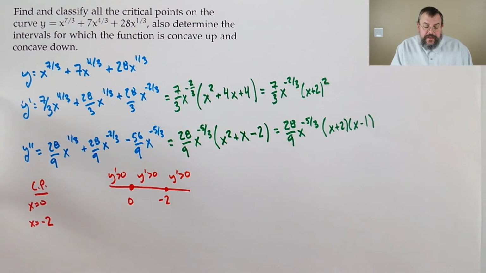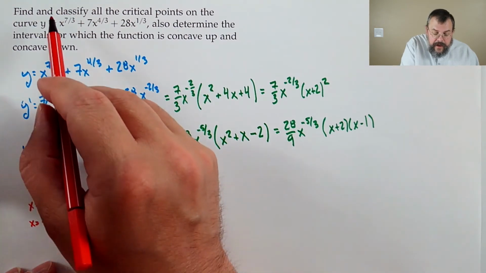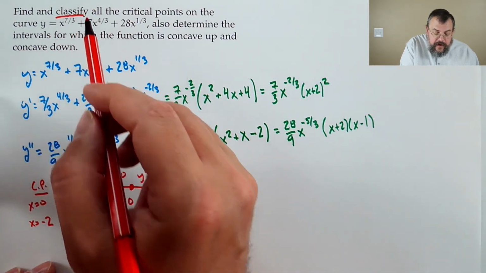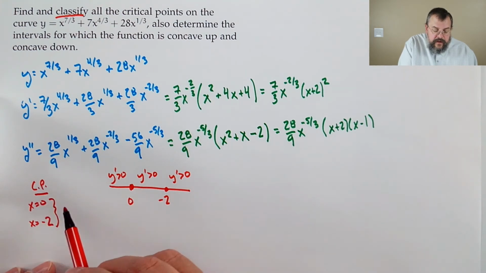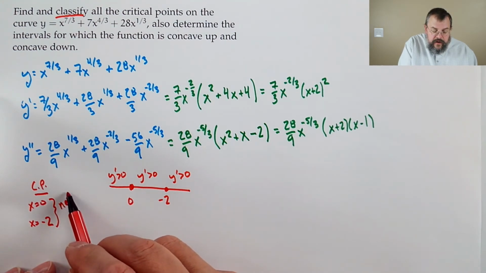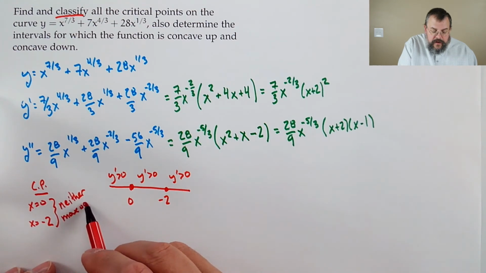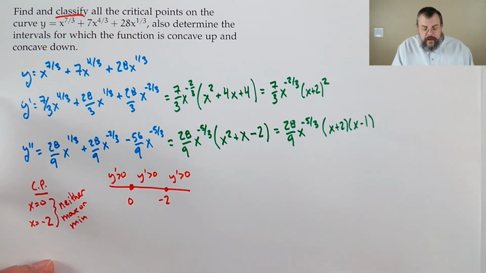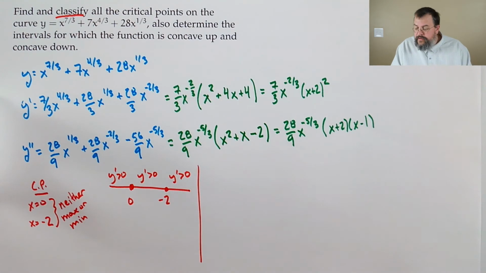Great. Interesting. So we're moving up and up and up. Now, what do we do with that? What does that tell us about the critical points? Because it said classify, right? If we're always going up, that says that both these points are neither max nor min. So this is a function always moving up, always on the rise.